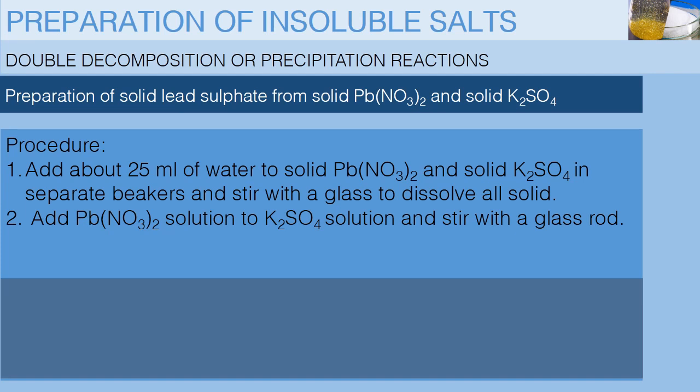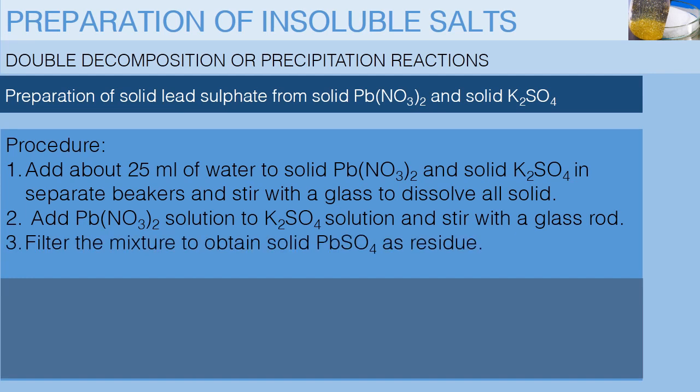You will notice that a white precipitate will be formed. That white precipitate is lead sulfate. That precipitate is filtered off from the mixture and obtained as a residue, and finally we dry the solid between filter papers.